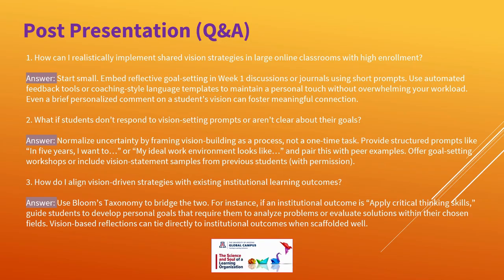3. How do I align vision-driven strategies with existing institutional learning outcomes? Answer. Use Bloom's taxonomy to bridge the two. For instance, if an institutional outcome is apply critical thinking skills, guide students to develop personal goals that require them to analyze problems or evaluate solutions within their chosen fields. Vision-based reflections can tie directly to institutional outcomes when scaffolded well.